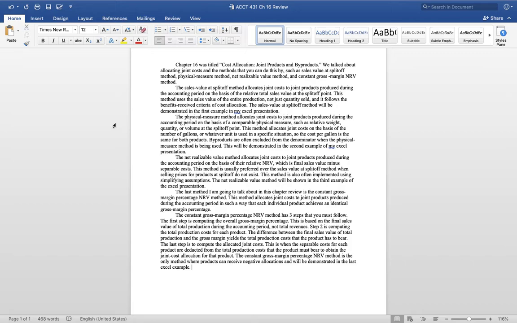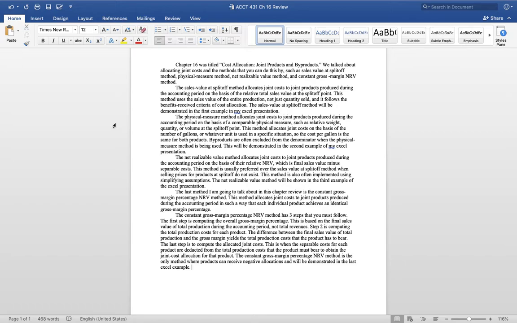The last method I'm going to talk about for this chapter is the constant gross margin percentage NRV method. This method allocates joint costs to joint products produced during the accounting period in such a way that each individual product achieves an identical gross margin percentage. The gross margin percentage NRV method has 3 steps that you must follow. The first step is computing the overall gross margin percentage. This is based on the final sales value of total production during the accounting period, not total revenues.